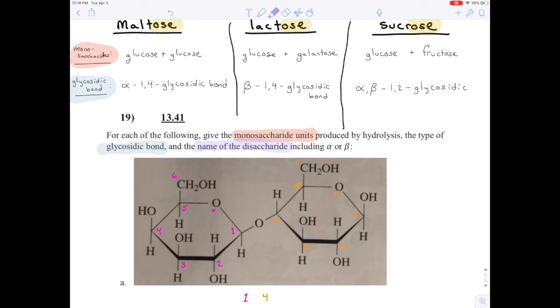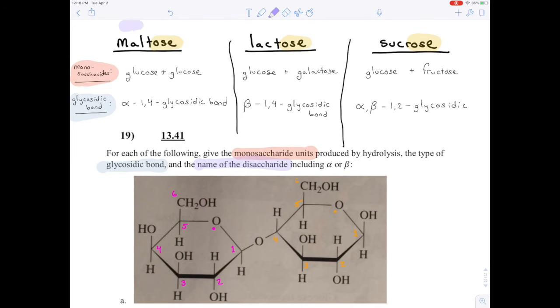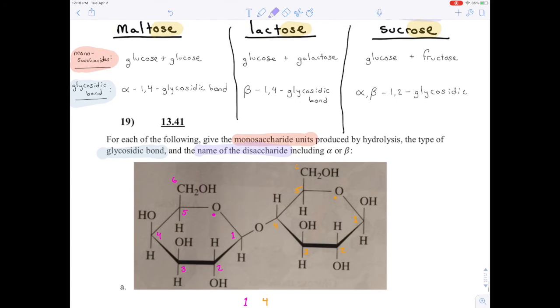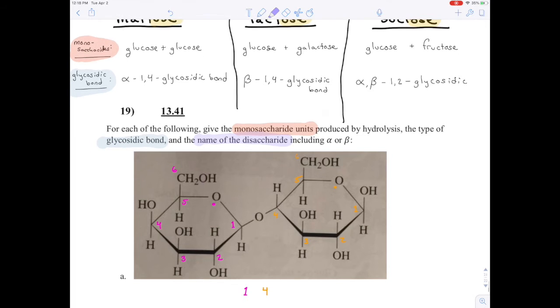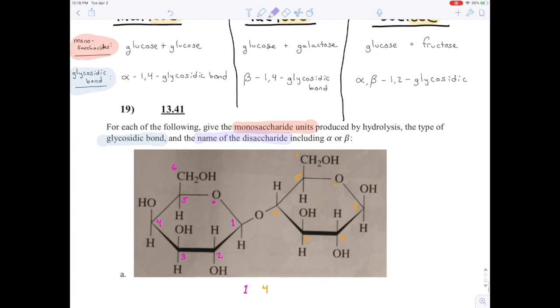Name the disaccharide, that would be these top things here. Maltose, lactose, or sucrose. Now they say including alpha or beta. For our purposes, we won't have to worry about that. I'll discuss it, but it's not the main thing to take away from these problems.